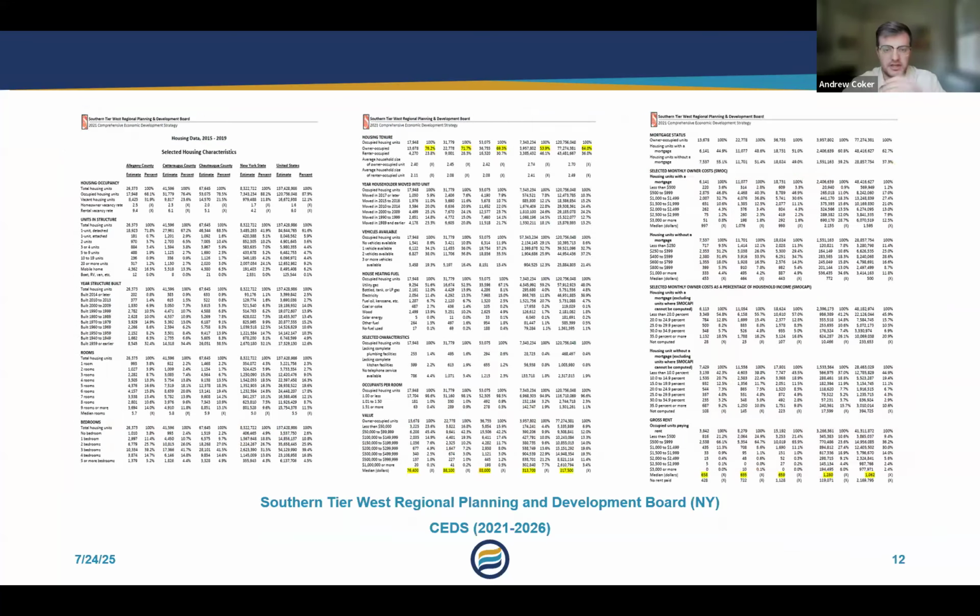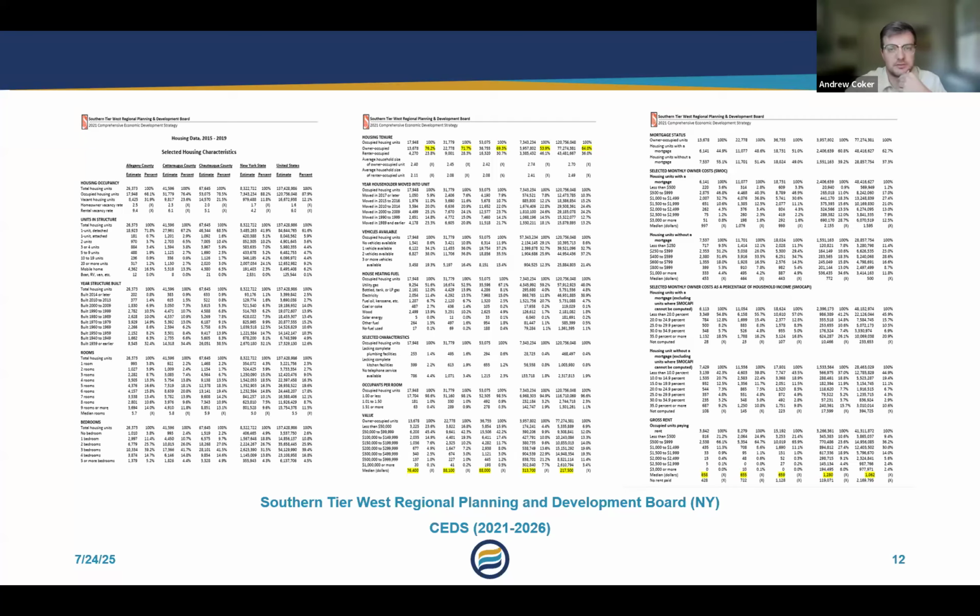The last example in the data collection section is Southern Tier West Regional Planning and Development Board in New York. This comes out of their 2021 and 2026 sets. So really just showing, again, across the top, you can see breaking down county by county and looking at all of these factors that contribute to housing markets.